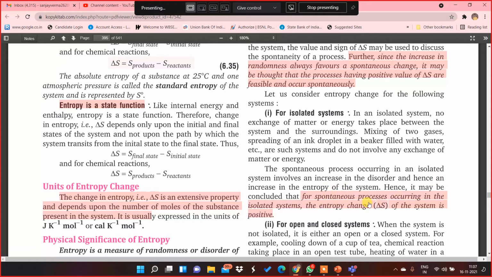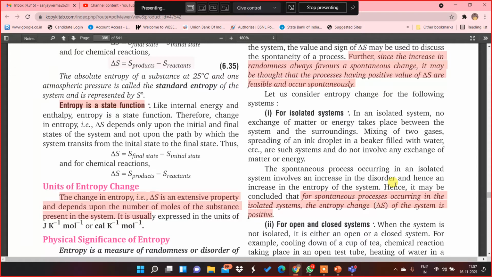For a spontaneous process occurring in an isolated system, the entropy change of the system is positive. So this can be asked in a multiple choice question: positive, negative, neutral, zero, whatever. But you have to choose the correct option. That is, for a spontaneous process occurring in an isolated system, the entropy change is positive.